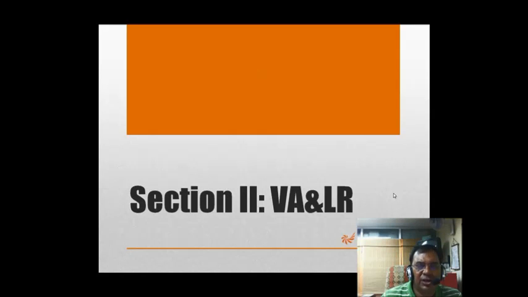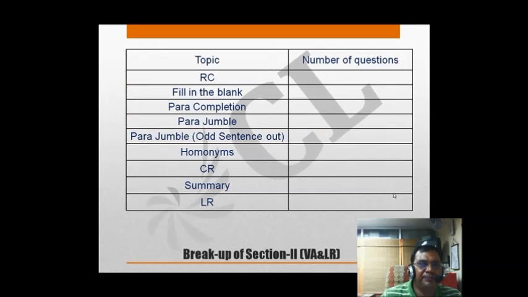Now English: there again, I do RCs, minimum 3. Fill in the blanks, I don't get them wrong. Para completion, I'll always attempt. There is nothing which I will not do. Para jumble, I will always attempt. Para jumble sentence, odd one out, I always attempt. Homonyms, I always attempt. Critical reasoning, I do it. Summary, I do it. And LR, I'll see.